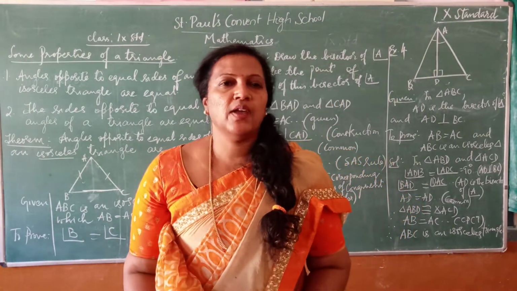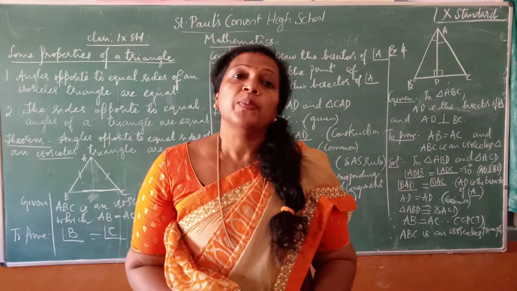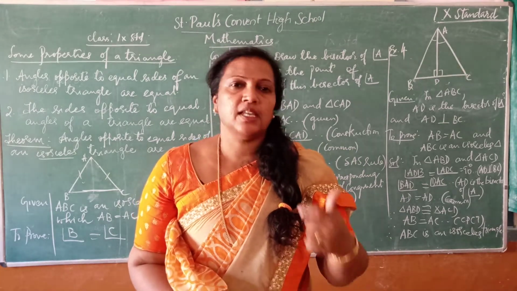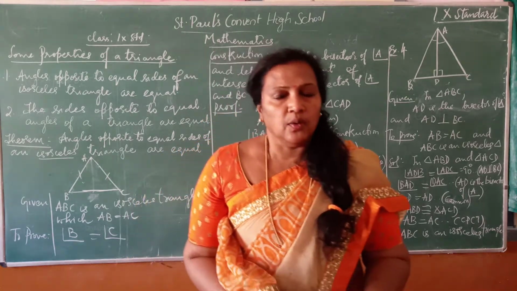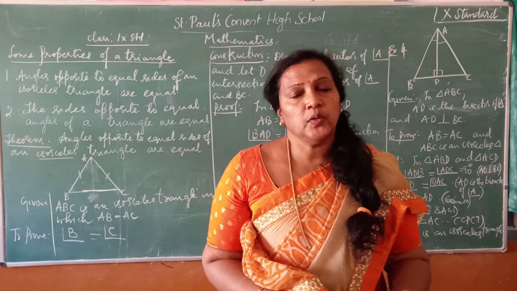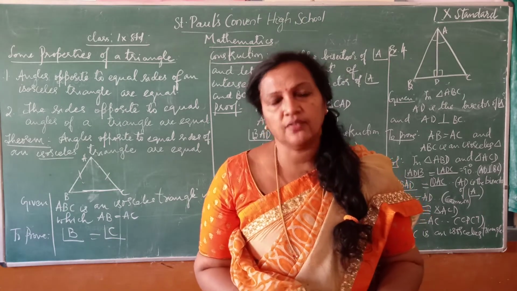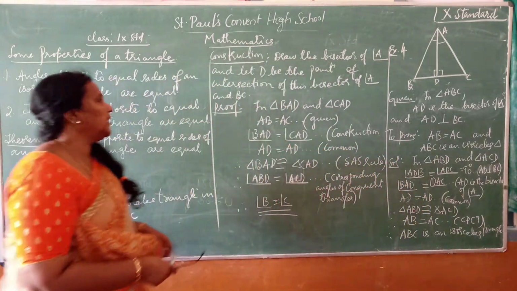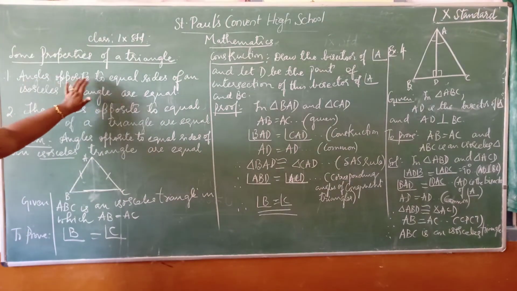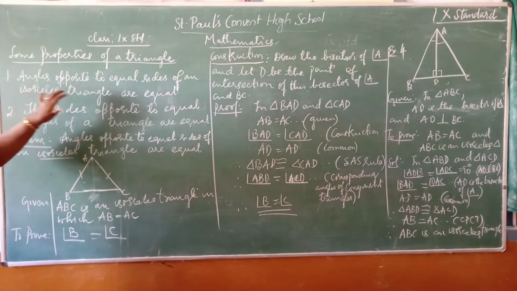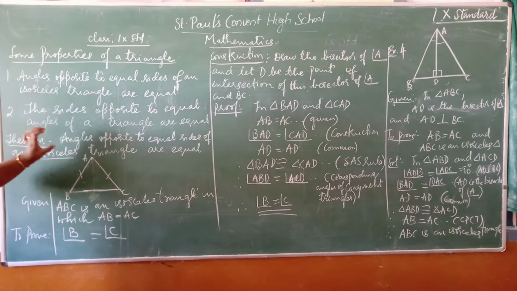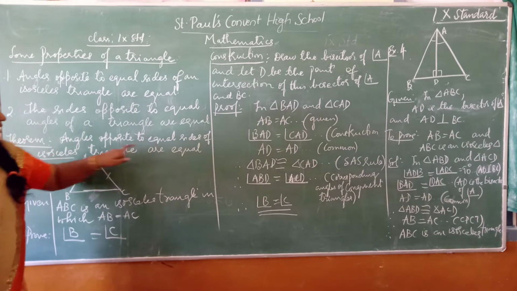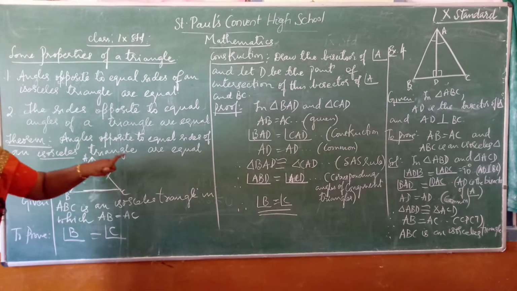In the last class we have solved some of the problems related to SAS, ASA and AAS congruence rules. Now using these congruence rules, let us prove some of the properties of triangles. The first property of a triangle is: angles opposite to equal sides of an isosceles triangle are equal. How to prove this statement? So the statement once again I will write down. Angles opposite to equal sides of an isosceles triangle are equal.